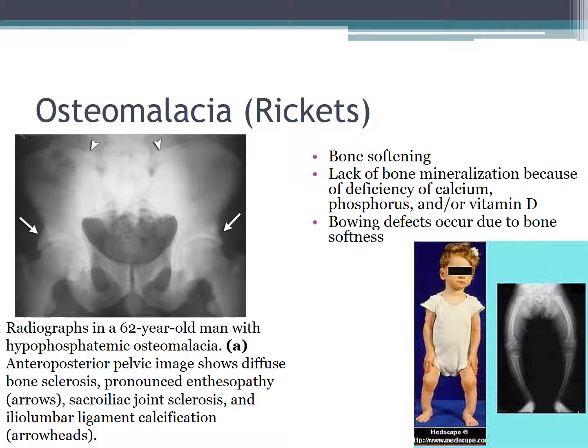Rickets was more common in the olden days. I don't have a specific year, but in the olden days, rickets was quite common, and it ended up being that the patients went kind of bow-legged, and you can see people these days that if they are bow-legged, it maybe happened because they had rickets or a high fever and so forth in the past. Rickets is a lack of bone mineralization because of a deficiency in either calcium, phosphorus, and/or vitamin D. And the legs bow because the bones are so soft and they can't take the weight of the body.